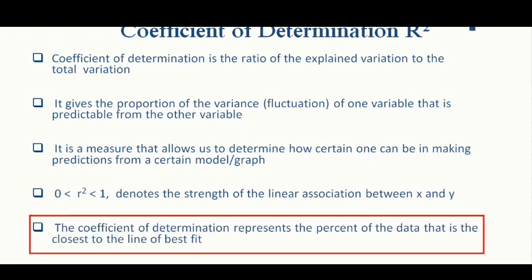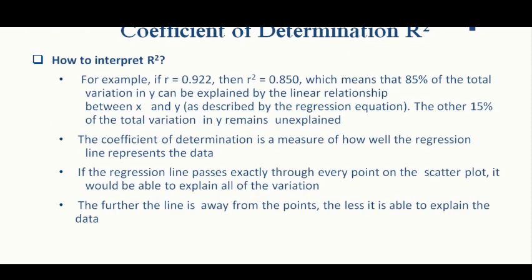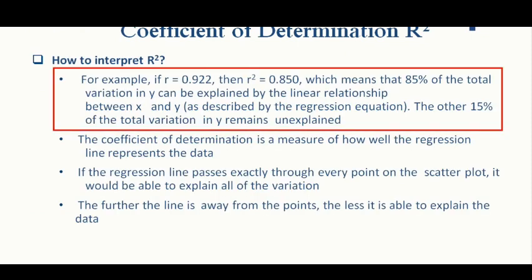So, the coefficient of determination represents the percent of the data that is the closest to the line of best fit. A similar example is explained over here. If your r is 0.922, then r square is so and so, 85% of the total variation in y can be explained by the linear relationship between x and y. The other 15% of the total variation in y remains unexplained.